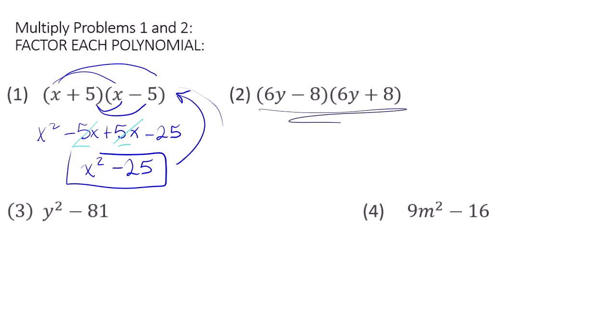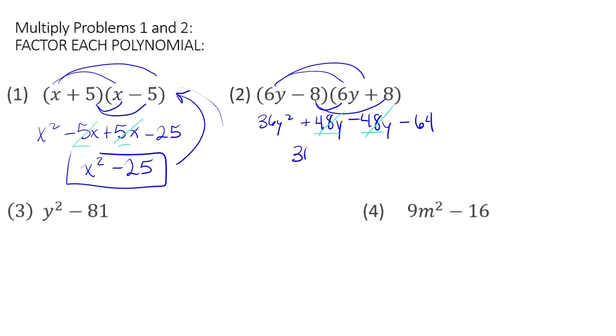just to show you it always works, let's try it with one more. So if I were to FOIL this out, 6y times 6y is 36y squared, 6y times 8 is positive 48y, negative 8 times 6y is negative 48y, and negative 8 times negative 8 is negative 64. Okay, so once again, we have these middle terms that are like terms and they're opposite, so they cancel out to 0. So they go away, and then we end up with 36y squared minus 64.